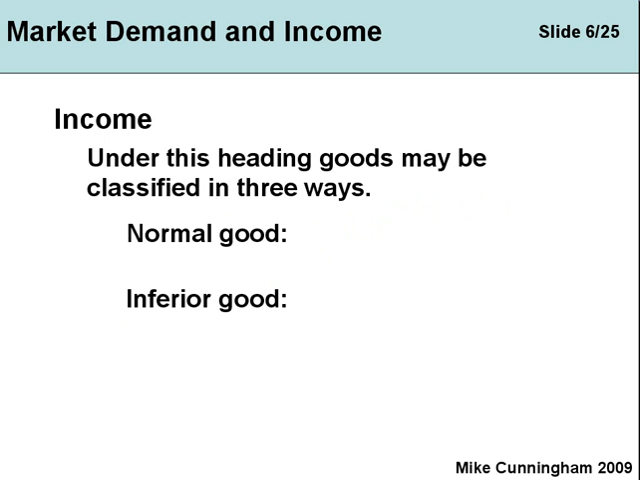The second one is inferior. Again, the word inferior doesn't mean anything bad about the product. It just means it's a particular relationship between the demand for the good and income. And the third one is luxury goods. Again, perhaps not necessarily luxury the way your mind would suggest, just a relationship between income and demand. So we've got three types of relationship between income and demand, and these are called normal, inferior and luxury.